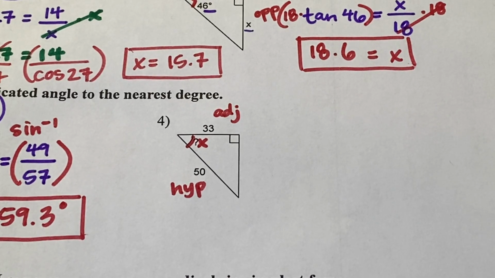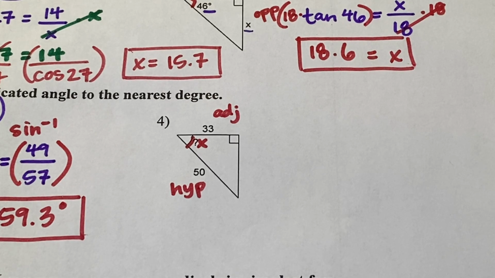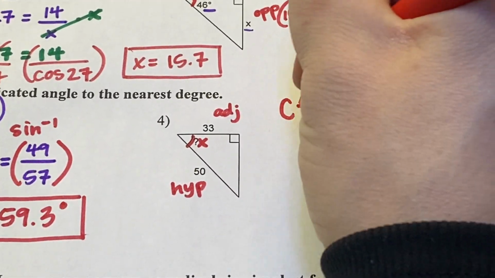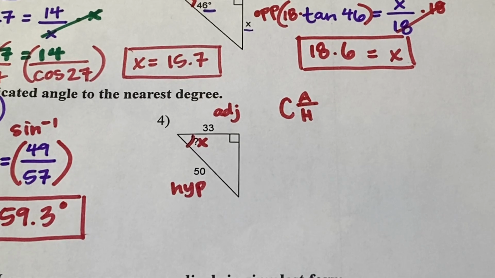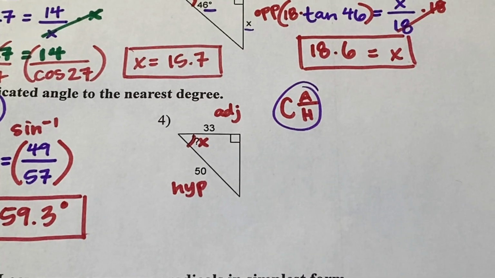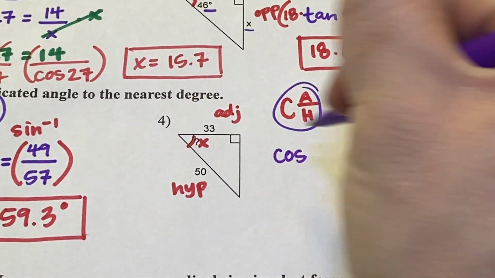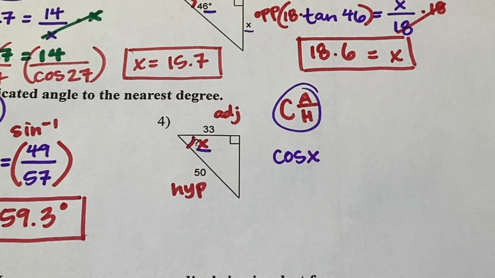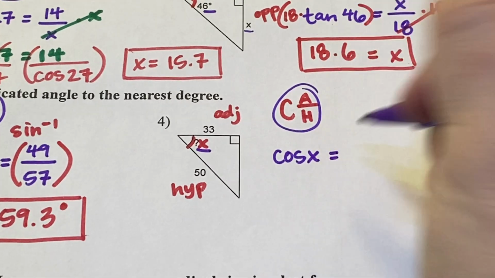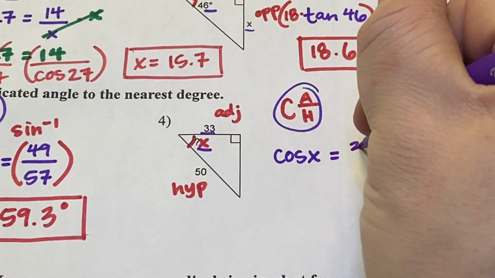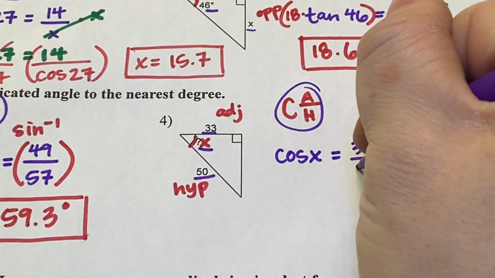Okay, so which function, so, ka, or toa, uses adjacent and hypotenuse? Not quite. Which one? Ka, yep, you guys got it. It's the C one. Beautiful. Ka or cos. We're going to use cosine. That's the only one that uses adjacent and hypotenuse. So let's set up our equation. Cosine of the angle, but we don't know what it is, so we call it x. Cosine of x equals adjacent 33 over hypotenuse 50.